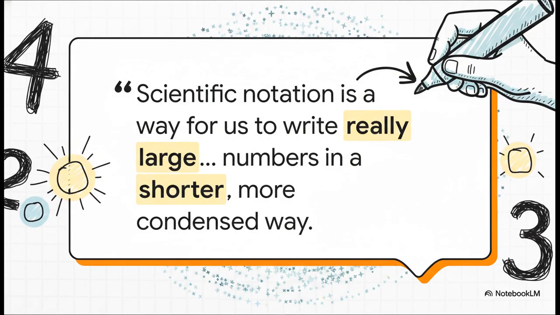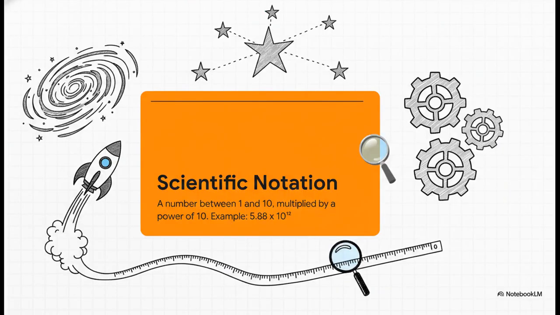Luckily for us, there's a much simpler way. As the quote here says, scientific notation is just a way for us to write these huge numbers in a shorter, more condensed way. It helps us shrink them down, making them way more manageable and just easier to work with. And here's the core rule, the secret sauce, if you will. Scientific notation always has two parts. First, you got a number that's at least 1, but less than 10. And second, that number is multiplied by 10 raised to some power. So that nearly 6 trillion miles we just saw, bam, it shrinks down to this simple, clean expression right here.